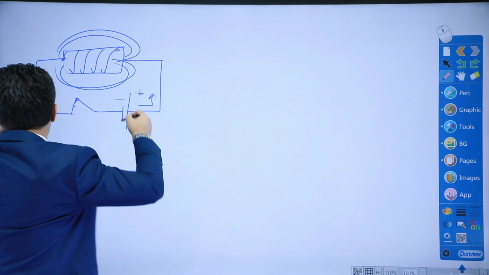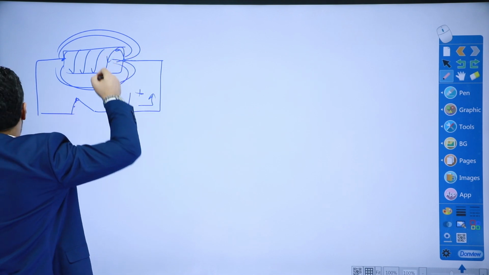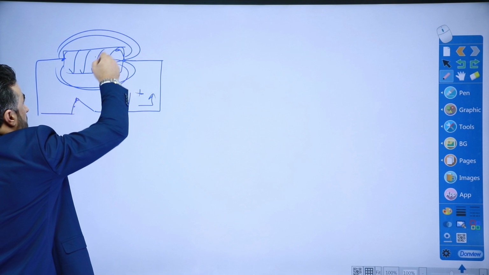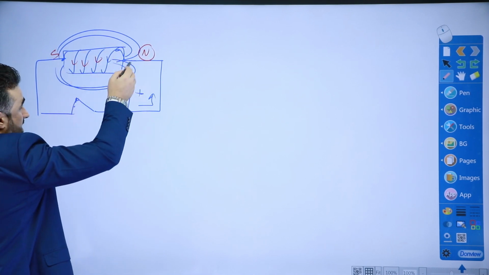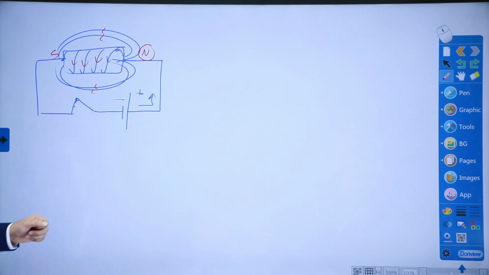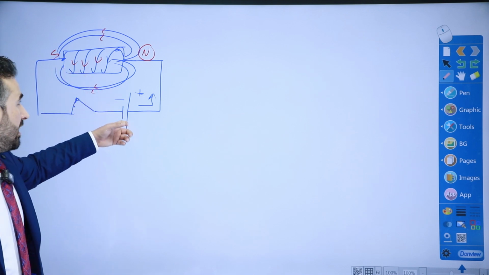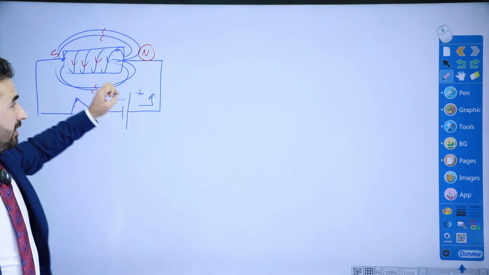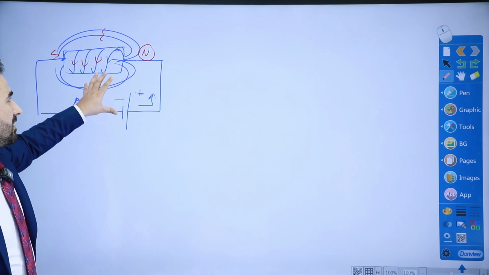You can see here the direction of the current is going like this. If that is the case, this side is going to be north, and the other side is going to be south. Let's say these are the directions of the magnetic field lines here. This is basically what happens when we have a battery connected in a circuit to a solenoid.